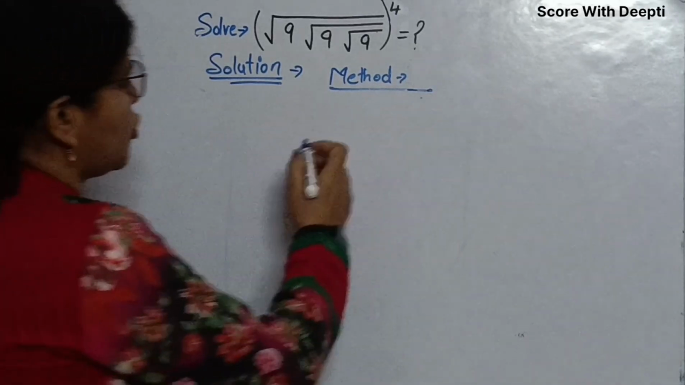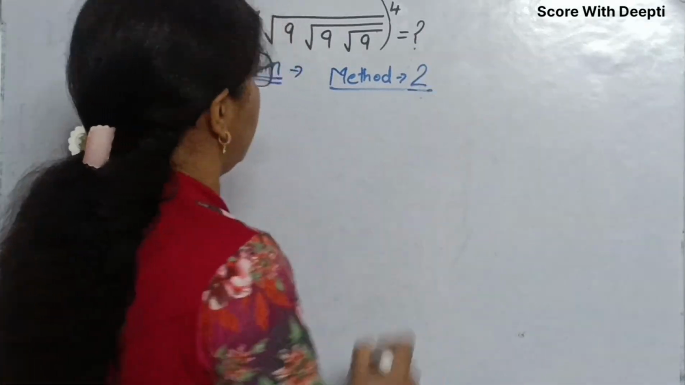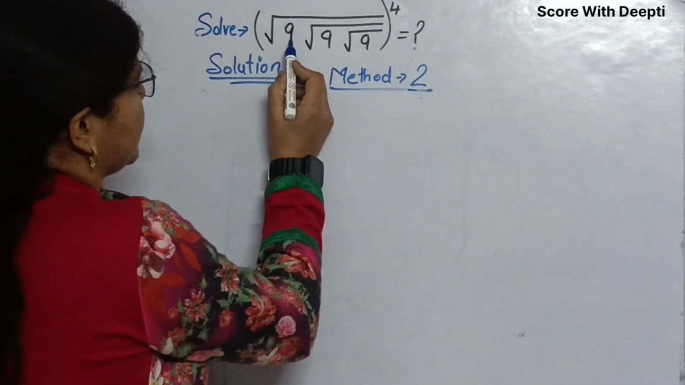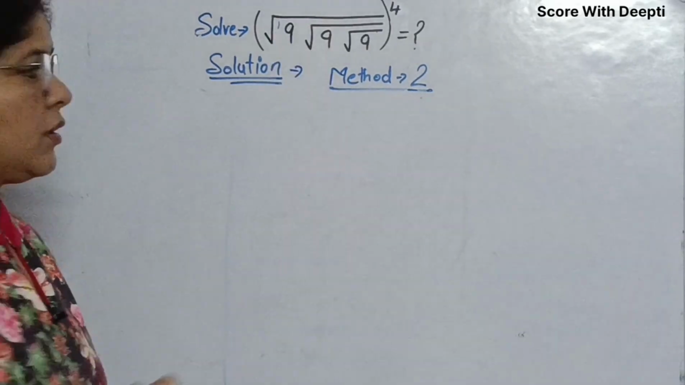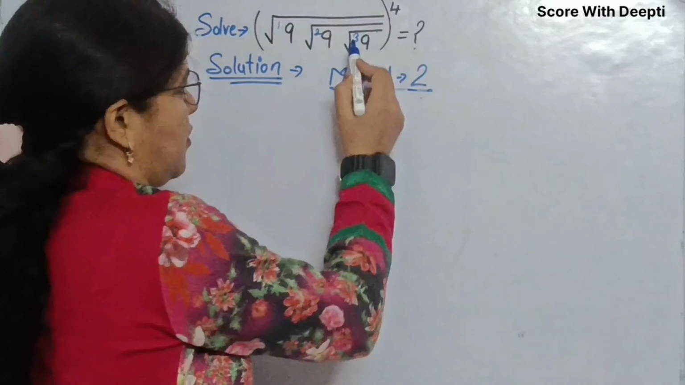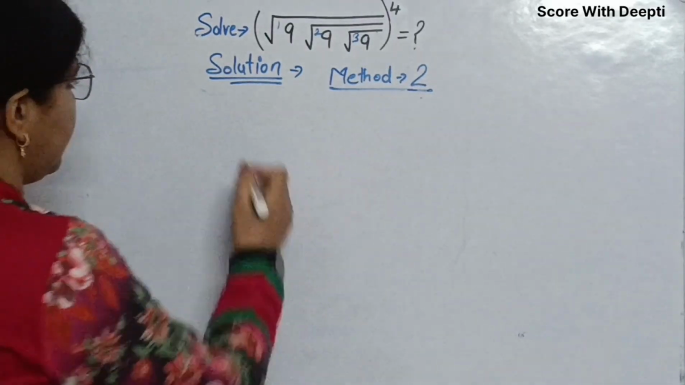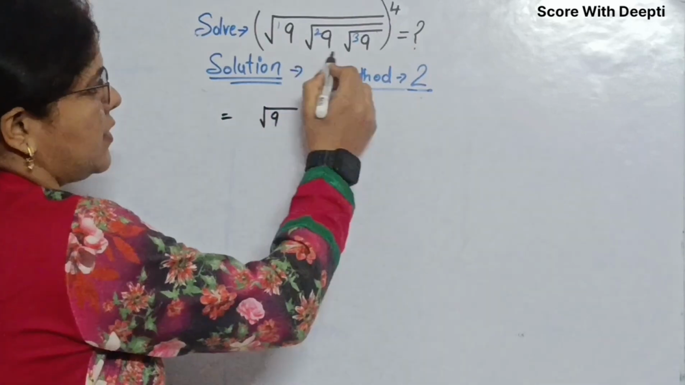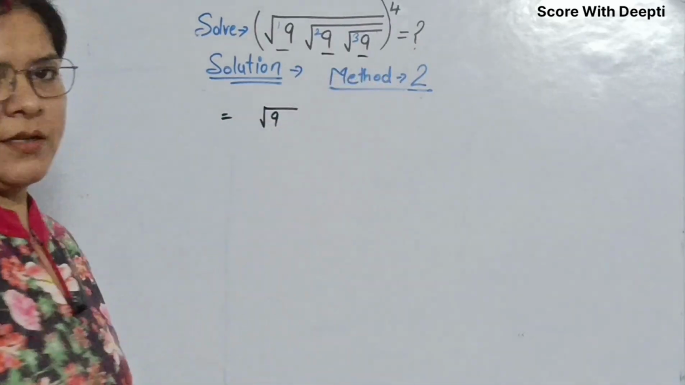Now let's begin the solution of this question with the second method. In the second method, first we know that this 9 comes under 1 square root, this 9 comes under 2 square roots and this 9 comes under 3 square roots. First we will write square root 9. We write these 3 terms separately.